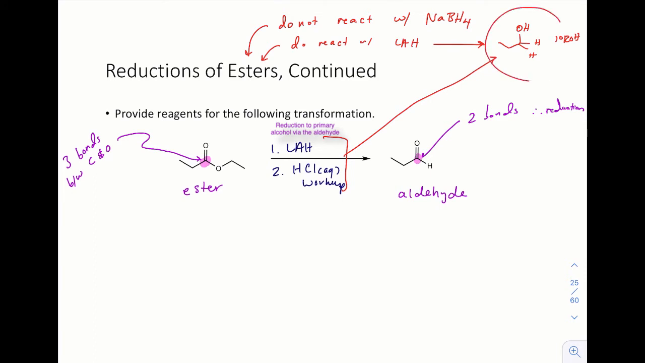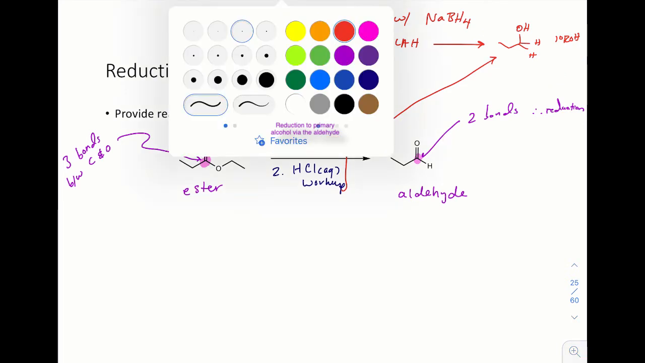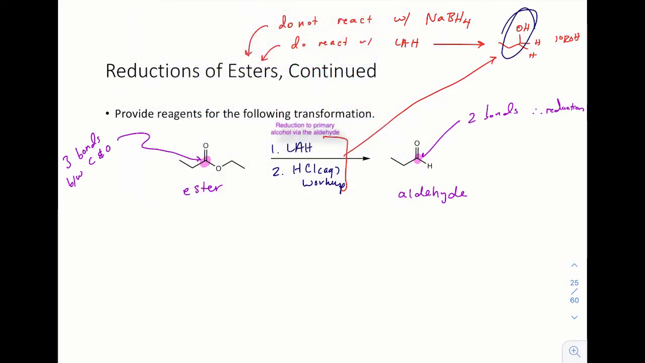So how to convert the primary alcohol into the aldehyde? Well, you already know how to do that. This is an oxidation, right? Primary alcohol, 1 bond between carbon and oxygen. Aldehyde, 2. So this is an oxidation reaction. And to stop at the aldehyde rather than the carboxylic acid requires a dry anhydrous chromium reagent. So PCC, pyridinium chlorochromate, in the presence of an organic solvent.